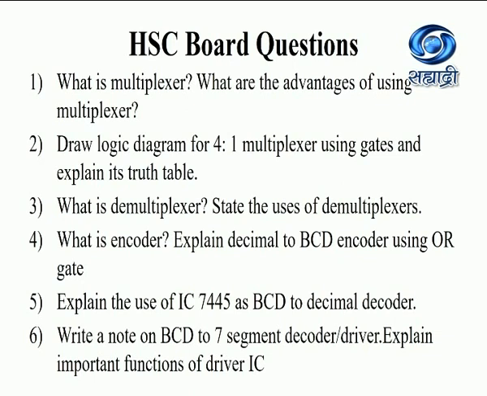Third question is, what is a demultiplexer? State the uses of demultiplexer. Again, we have to explain here the construction of demux and use of demux. Fourth question is, what is an encoder? Explain decimal to BCD encoder using OR gates. So in this question, you have to explain the principle of encoder first. Then you have to explain the decimal to BCD encoder. You have to draw the logic diagram of the decimal to BCD encoder.